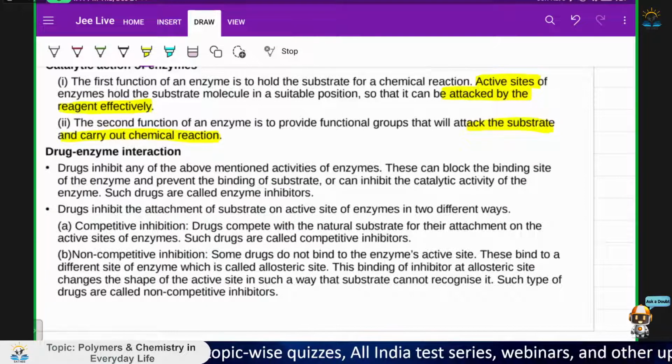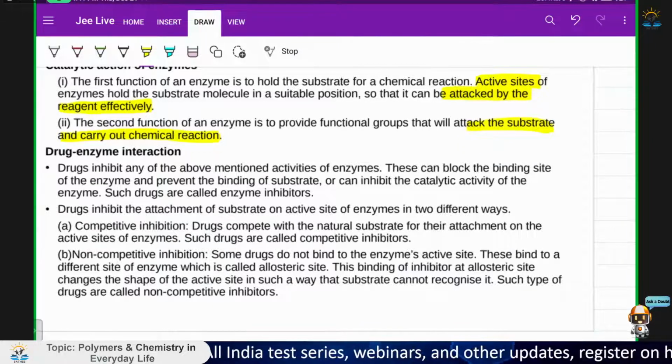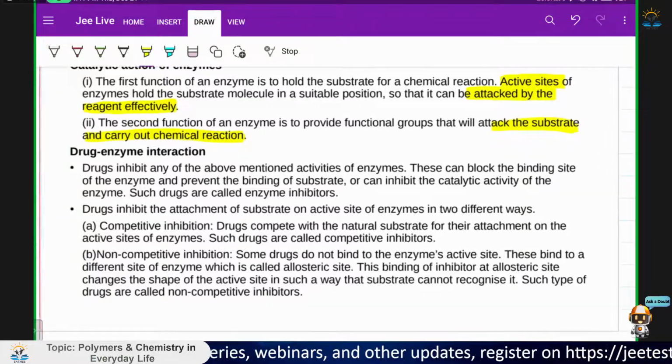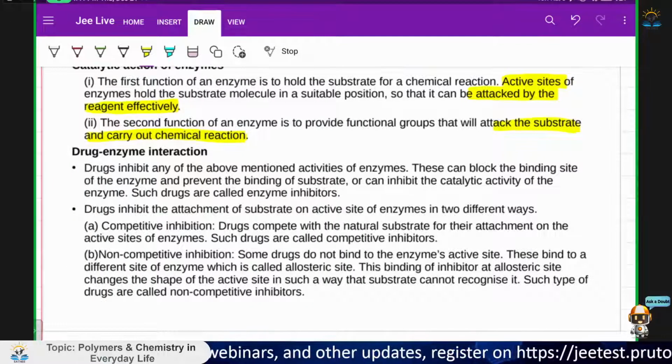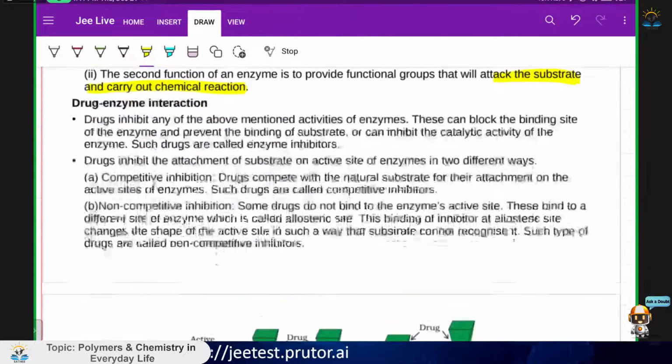So, drug enzyme interaction. What happens? We are giving drugs which can alter the function of the enzyme. So we will see how it happens. Drugs inhibit any of the above mentioned activities of enzymes. These can block the binding site of the enzyme and prevent the binding of substrate, or can inhibit the catalytic activity of the enzymes. Either the drugs can go and bind with the active site, so that our substrate cannot bind to the active site of the enzyme.